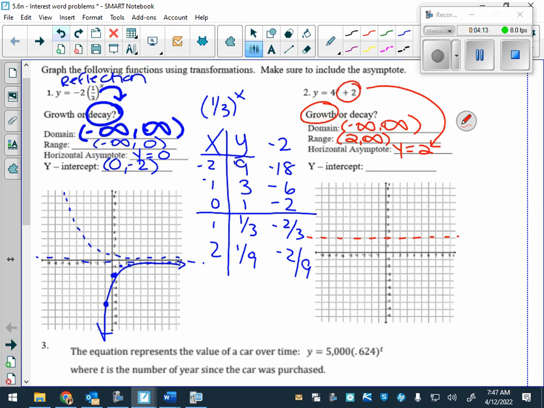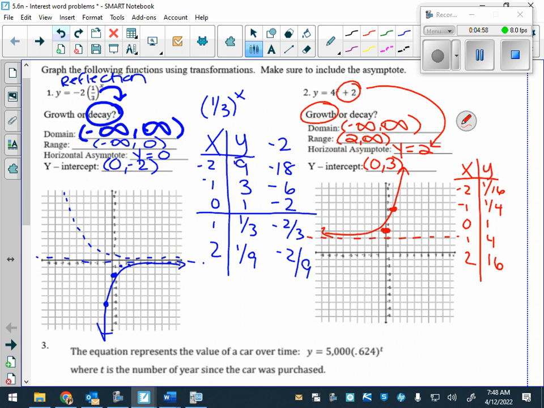Okay. So again, table of values. Our parent function is 4 to the x. And then we're just adding 2 to everything. So we have 0, 3, 6. What is our y-intercept, Porter? 0, 3. Good. So that's graphing one of each: exponential growth and exponential decay.